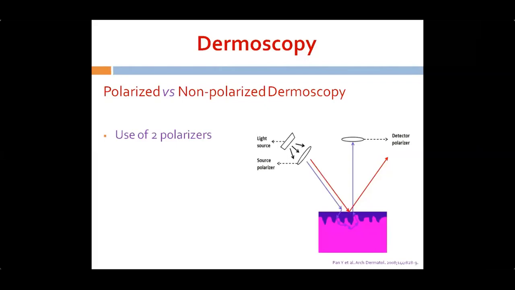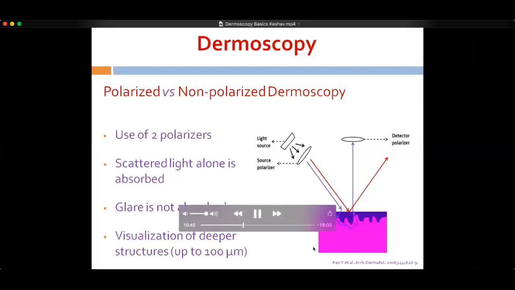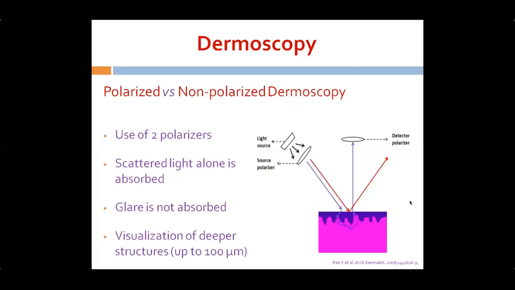of its polarization. Now, the detector polarizer absorbs only the light that is coming from the deeper part of the skin, or the light that has penetrated into the skin and has undergone scattering, and it completely disallows the superficially reflected light. So in practice, the detector polarizer allows only the light coming from the deeper part of the skin, and the superficial glare is completely cut off. Hence, polarized dermoscopy allows clearer visualization of deeper structures as opposed to superficial structures. So when we have to examine deeper structures like blood vessels, collagen, granulomas, or anything located deeper in the dermis, polarized dermoscopy is very useful.